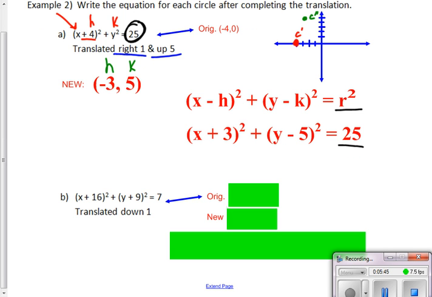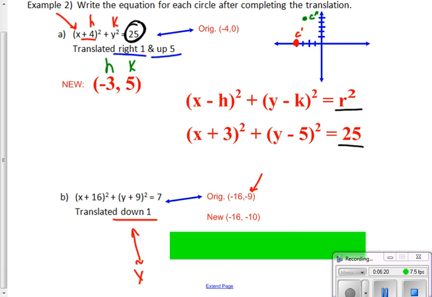B, same scenario. Why don't you go ahead, pause it, and try to work through it, figuring out that original h and k value. So in B here we find out the original h and k value would be -16 and -9, to give us a +16 and a +9. We find out that the graph translates down 1 unit. When it moves down 1 unit, you're moving up and down, which is dealing with the y-axis, so it is dealing with -9. If it shifts down a unit, your new center point is going to be (-16, -10).